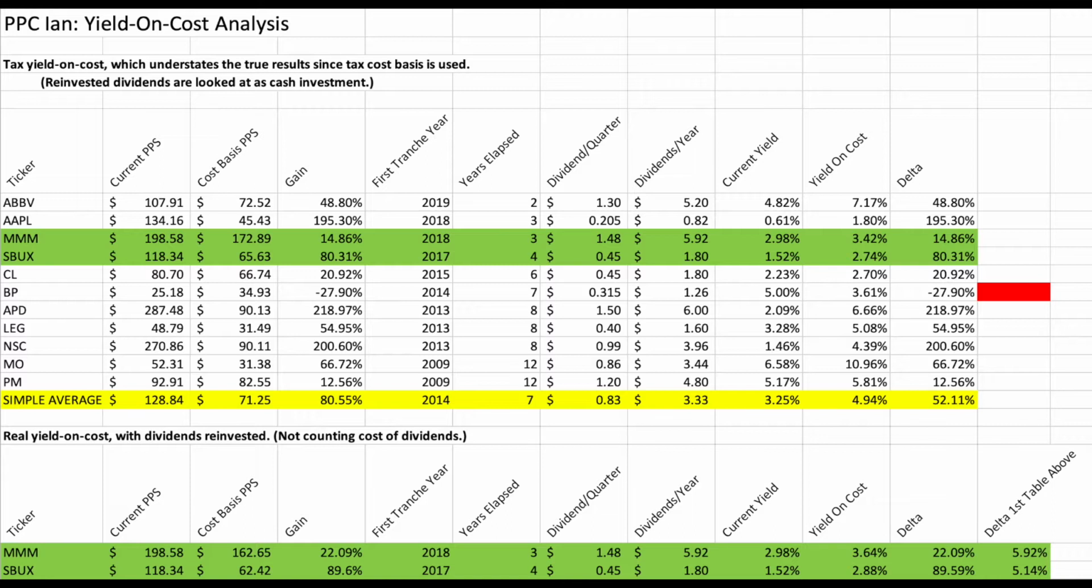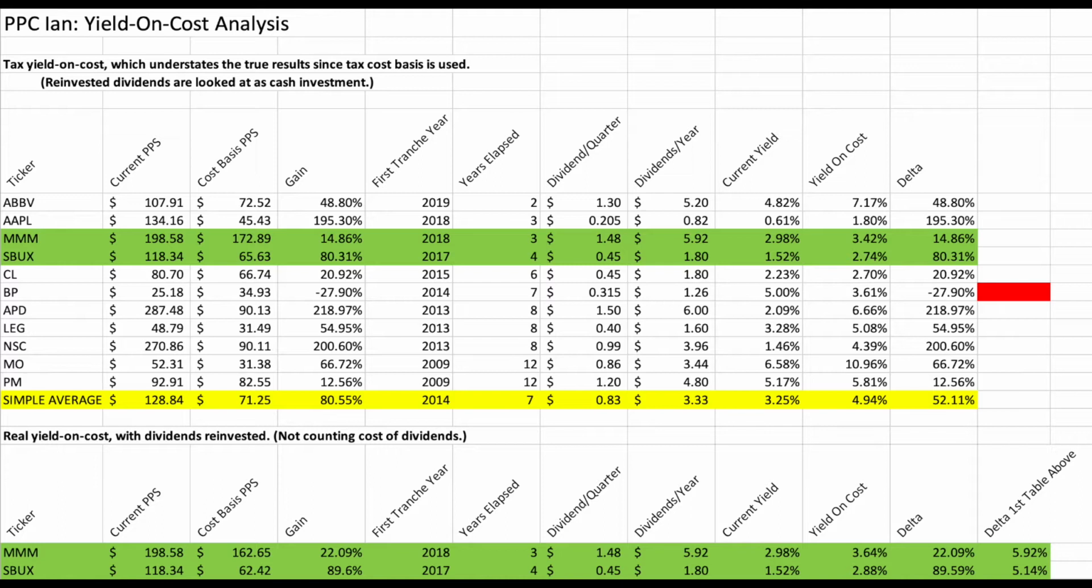Let's just look at the simple averages. Over a 7-year period, which is the simple average here, what did I earn? An 80+% gain on capital appreciation. It's a little weird, again, just because it's this tax basis look. But on a yield on cost basis, I'm up 52% better than the current yield.